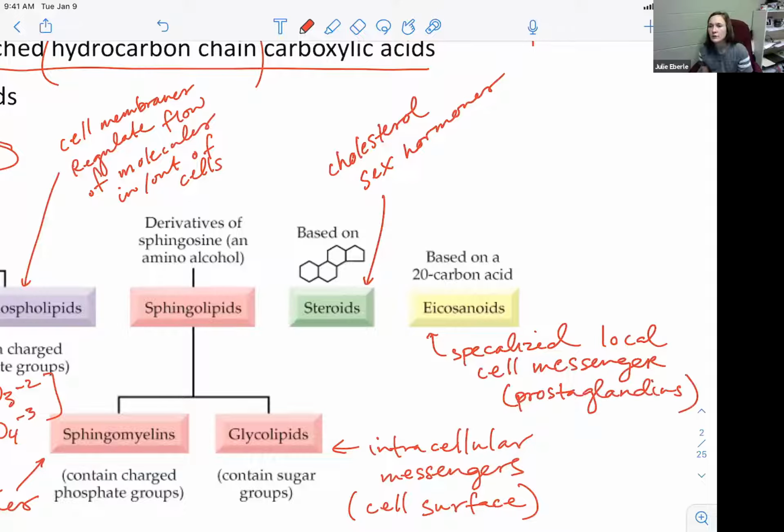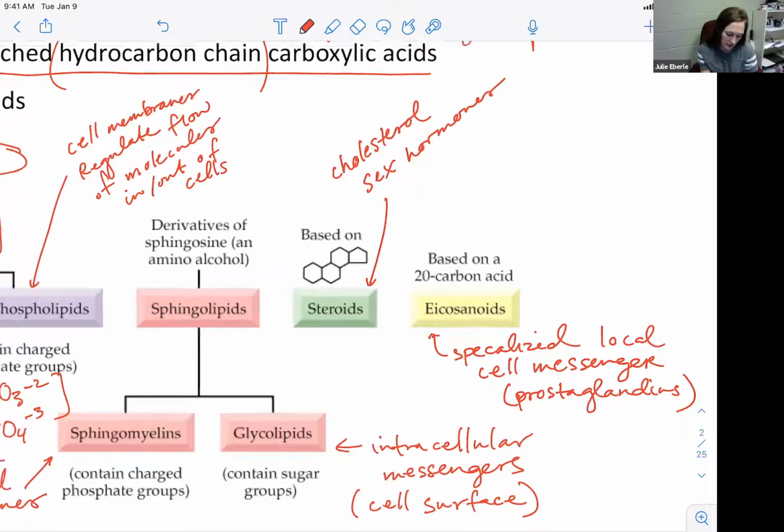Okay, for example, if you get some sort of bug bite or a cut, and you have some sort of an inflammatory response, especially with like a bug bite or a cut, your skin gets red. Prostaglandins are the type of lipid that regulate, they help with blood clotting, inflammation, the inflammatory response. That's what prostaglandins do, okay?